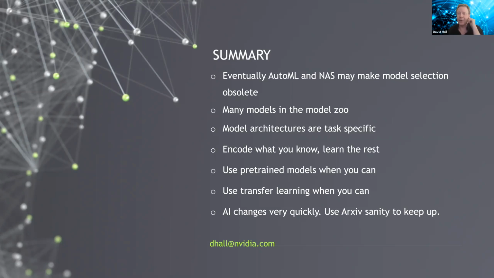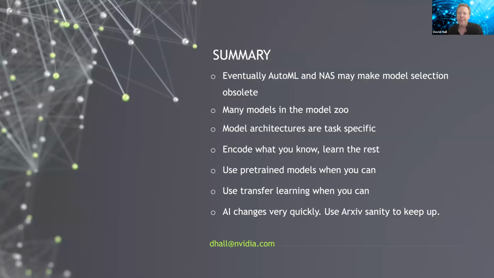For now though, there are many different models, each of which is customized for a specific task. The general idea is to encode what you know for certain about your problem and let your model learn the rest. You use pre-trained models and transfer learning when you can to save on training costs. And keep in mind, the state-of-the-art models of today will be completely discarded tomorrow. Use the Archive Sanity website to keep up.